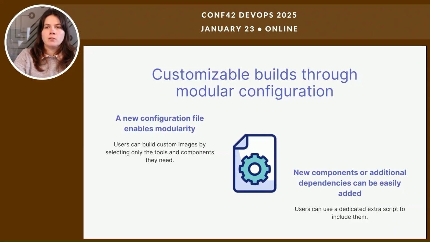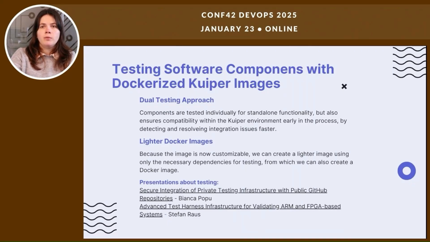This approach not only makes the release process more modular, but also gives users the freedom to craft their images with their exact requirements, ensuring that no unnecessary components are included. Now, to improve reliability and compatibility, we've implemented a robust testing process that works at two levels. First, each component is tested individually to ensure its standalone functionality. This allows us to quickly catch and address issues specific to that component.